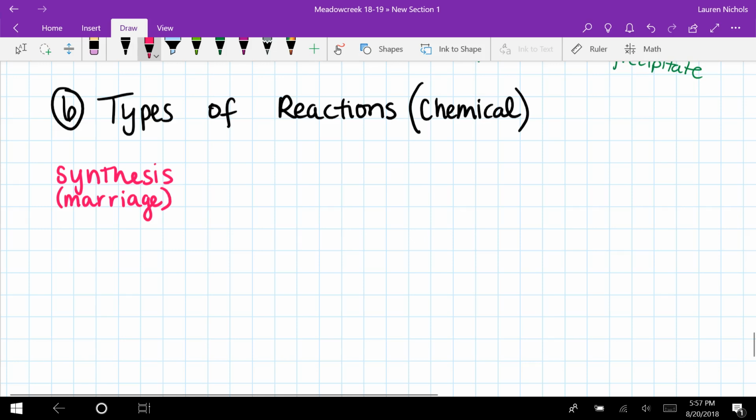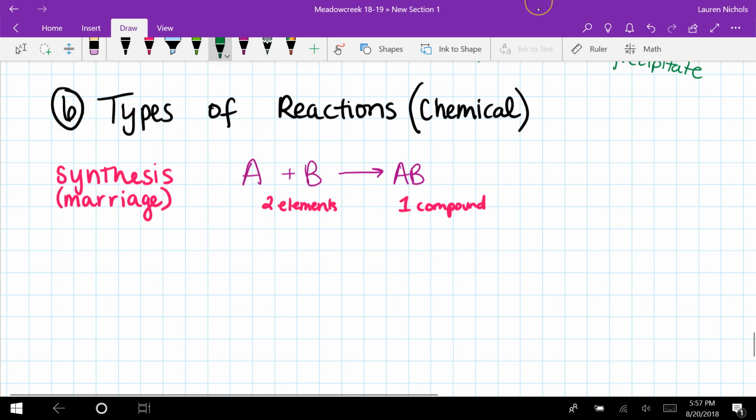Only the vocabulary words. So the word synthesis refers to when I have an element A plus element B, and they produce a single compound. So I have 2 elements on the left side, and I have 1 compound on the right. They've combined. So you can see why I gave this the nickname marriage. My A and B come together to live happily ever after as a couple, AB.